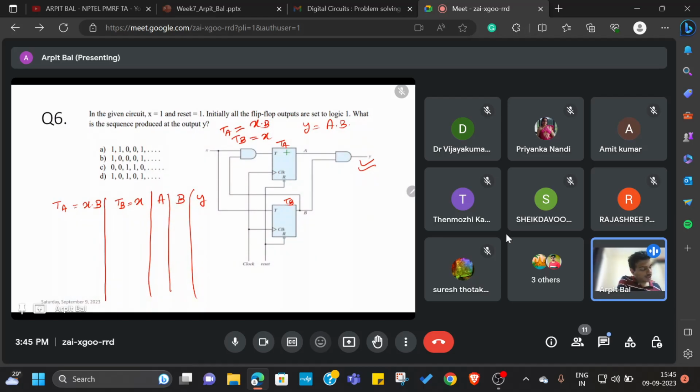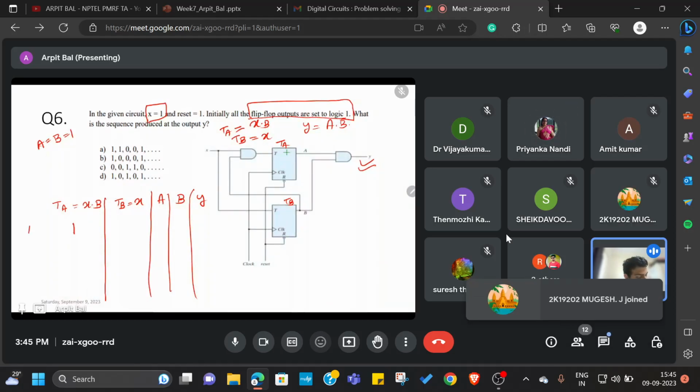Okay, so now what is given to us? Initially all the flip-flop outputs are set to logic 1. These informations are quite essential. Otherwise you can't assume that I can take A and B as 0 0, because it is already given to you that the flip-flop outputs are already set to 1 1. So here A is equal to B is equal to 1. So what is going to be your TA value? It is also given x is equal to 1 forever. So TA is equal to 1 for the first clock.